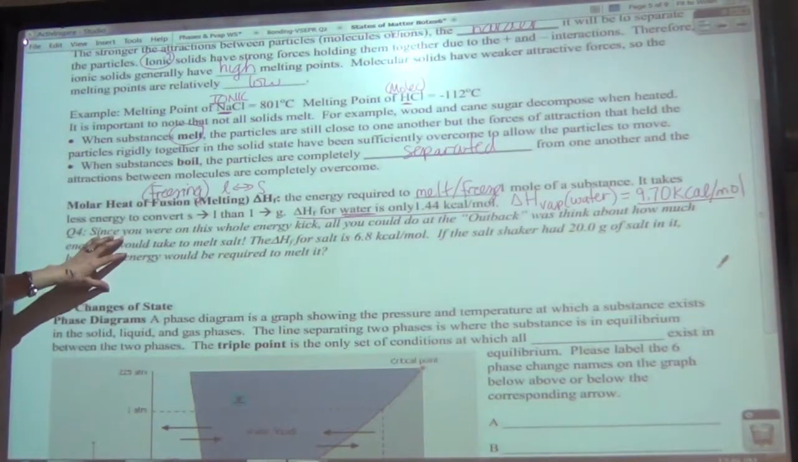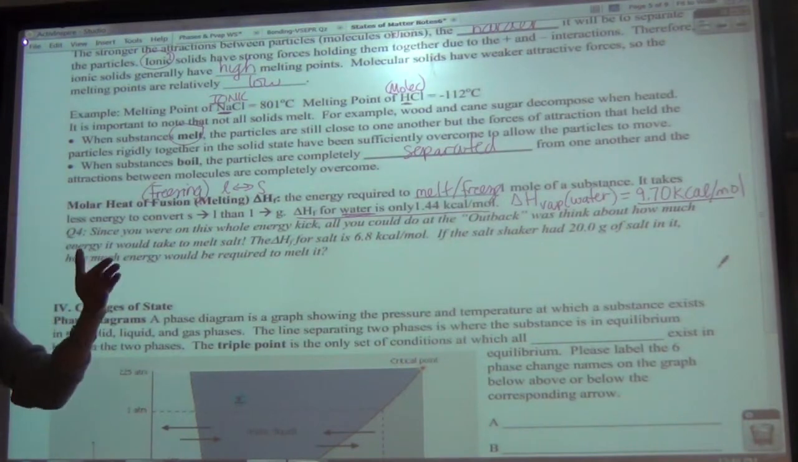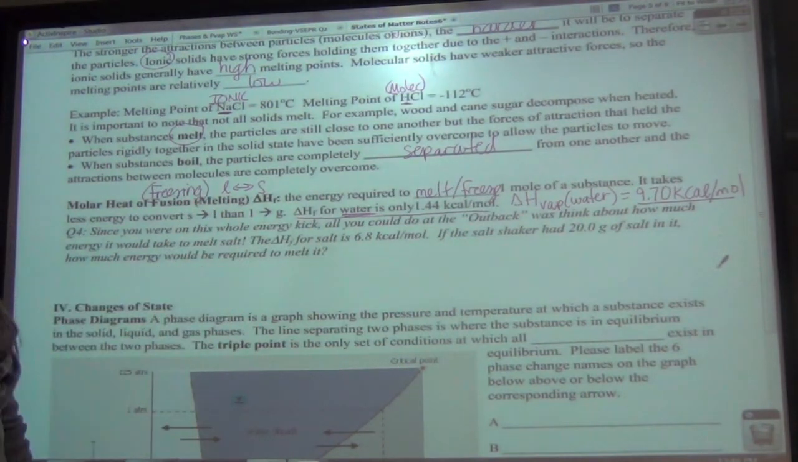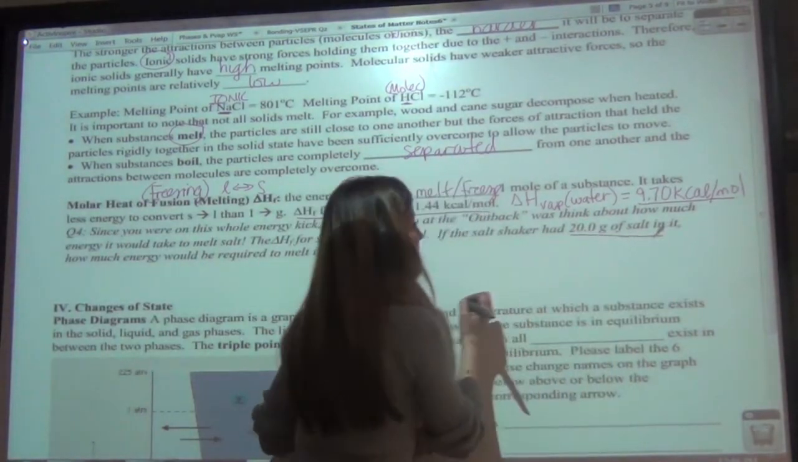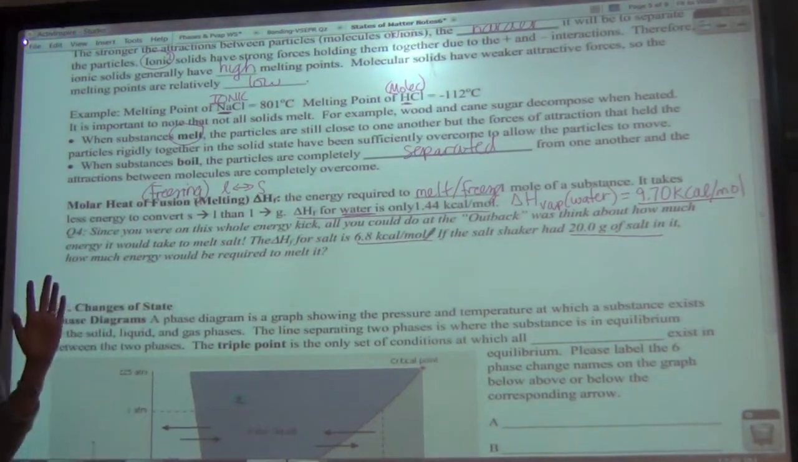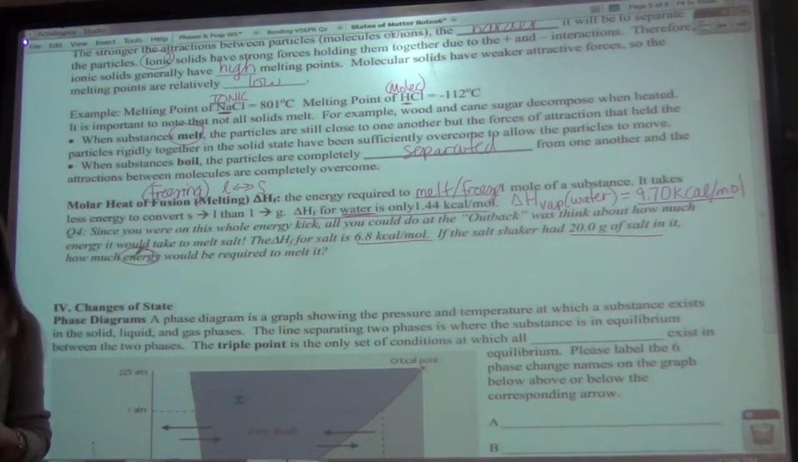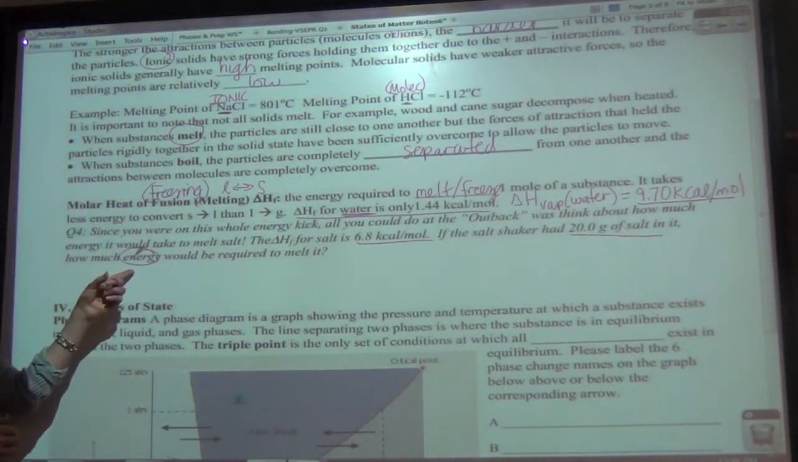Before we start that though, when you look at a problem, I want you to underline the information that you're given, the numbers that you're given. So what numbers stand out here? The 20.0 grams of salt, perfect, and the 6.8 kcals per mole. Are you given any other numbers? No. And what are we looking for? Energy, but energy is not a unit, so we want to make sure that we have a unit here. What unit could you do energy?